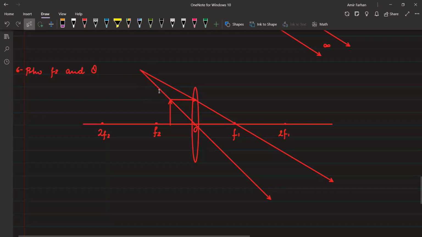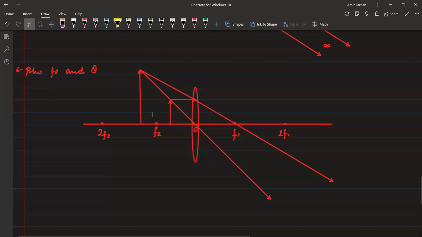Okay, so all of you can see this. When I extend the line in the backward direction, I can easily see that these two lines are basically meeting somewhere when we extend in the backward direction. So this is the image formed by the lens in this case. So this is the case we use in the magnifying glass.